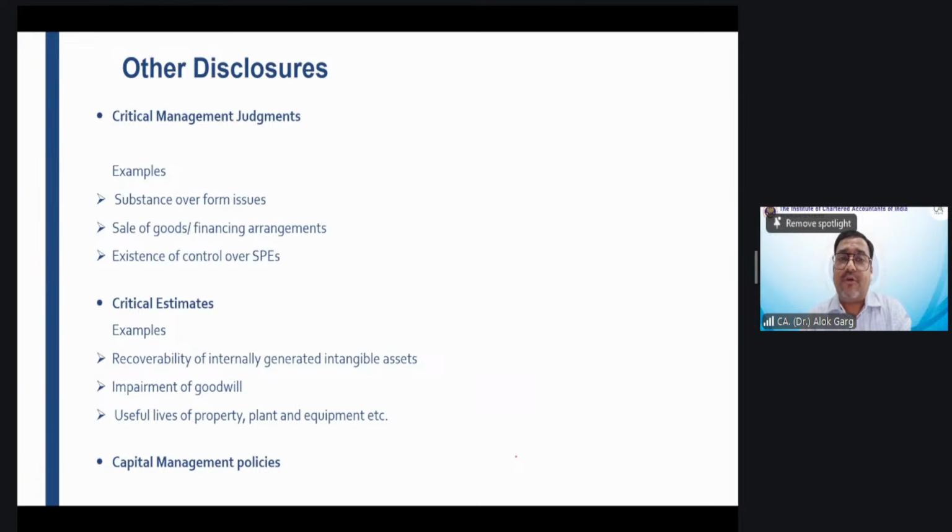Then companies are also required to disclose critical management judgment and estimates, right? For example, substance over form issues, sale of goods or financing arrangement, existence of control over a special purpose entity. These are just examples. Critical estimates like recoverability of internally generated intangible asset, impairment of goodwill, useful life of property, plant and equipment. Friends, in addition to contingent liabilities and contingent assets, in addition to the accounting policies, the company is also required to disclose critical management judgment and estimates. Let me show you.